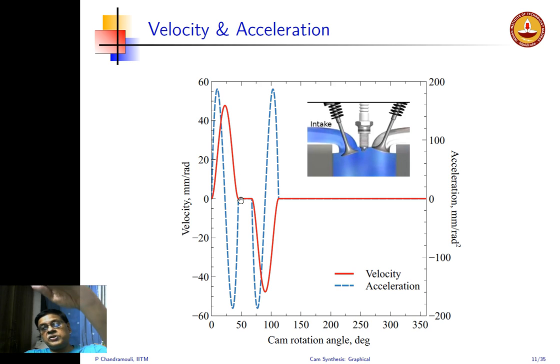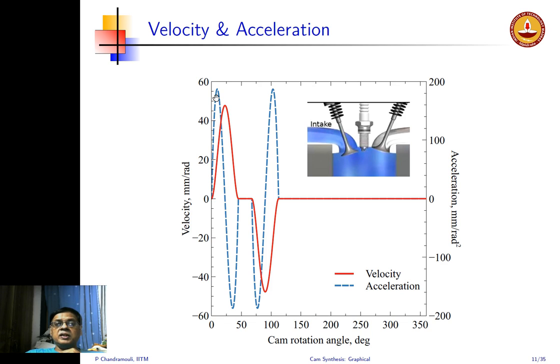So I increase velocity, so that's an acceleration phase. And then the velocity starts to come down, which is a deceleration phase. But then I reach 0 velocity. I remain at dwell. Again, I start increasing velocity in the other direction, the return direction. Then I reach a maximum and then again I come back to 0. So this is kind of a mirror image, if you will, because the rise and return that I have chosen are the same angles. So you can see the corresponding acceleration.